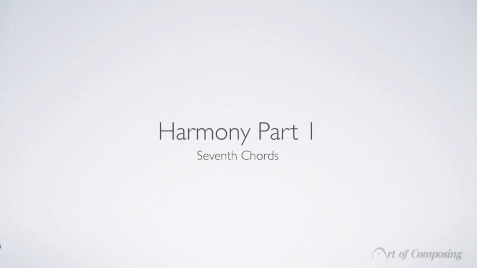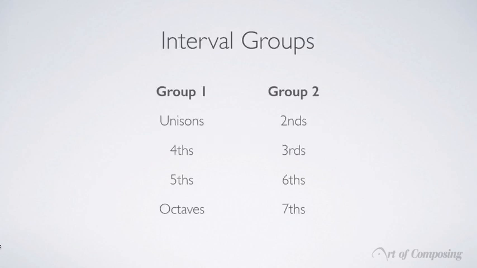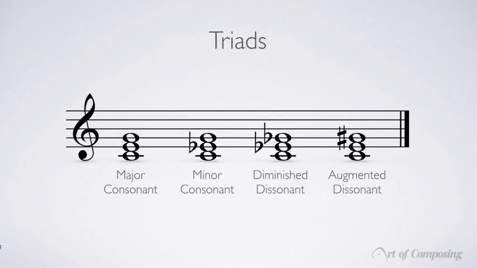So now that we've looked at triads, let's look at the next level of chords, called seventh chords. In this lesson, we'll be talking a little bit more about intervals and specifically consonants and dissonants. So in lesson 1, we looked at the different intervals, their groups, and how to find the right size and quality of an interval. Next, in lesson 2, we looked at how those intervals came together to make the four main kinds of triads: major, minor, diminished, and augmented.